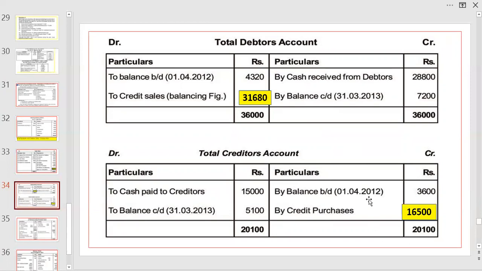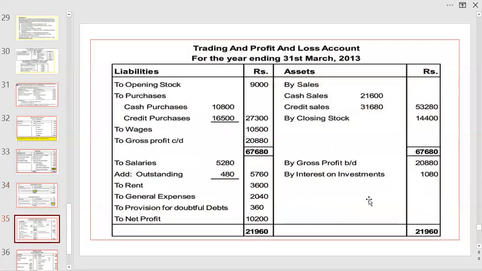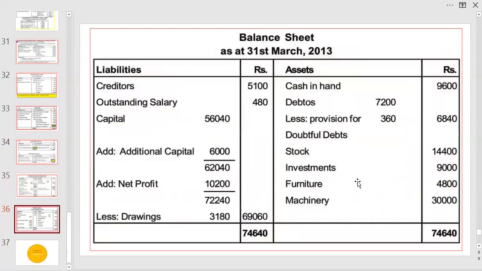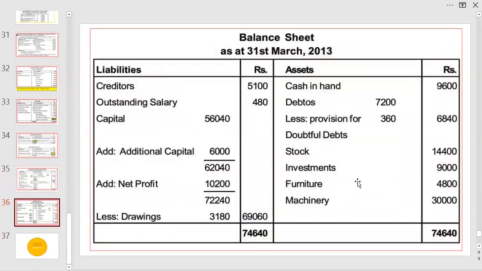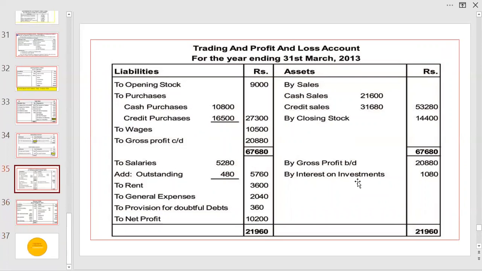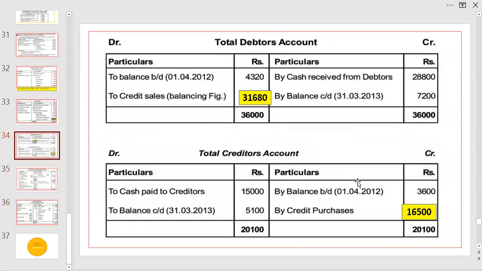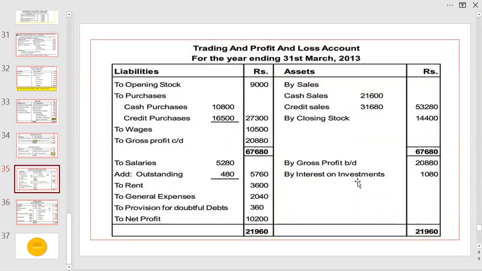We have all the details needed to prepare the trading account. In preparing the profit and loss account, we were given 2 adjustments: an accrued expenditure of salaries 480, and 5% of the debtors figure as provision for doubtful debt, which is 5% of 7,200, 360. All other details are from the question itself.